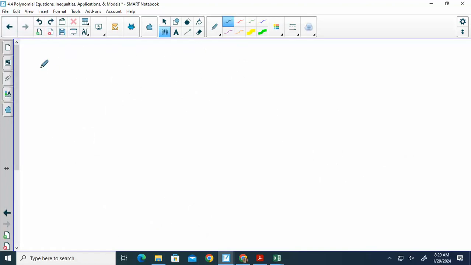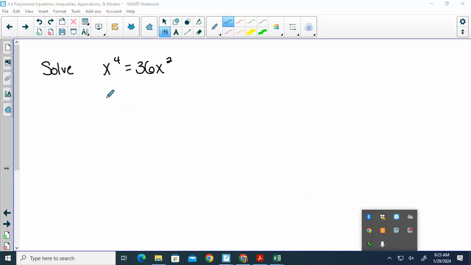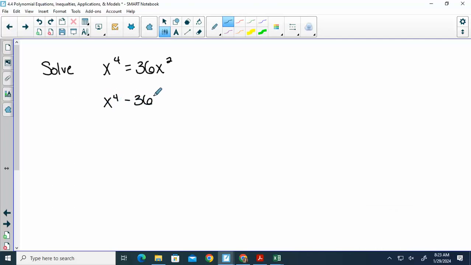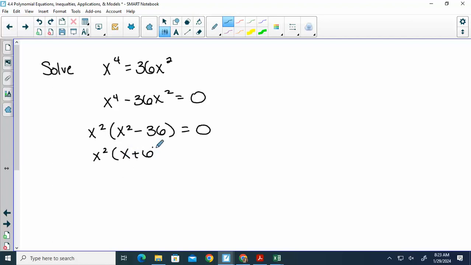I want you guys to solve this one. Let's get them all on the same side, so it's equal to 0. We subtract this over. Now we have two terms. If I want you to solve this by factoring, what can we factor out? X squared. And that would leave us with, so now, how do you factor x squared minus 36? X plus 6, x minus 6.